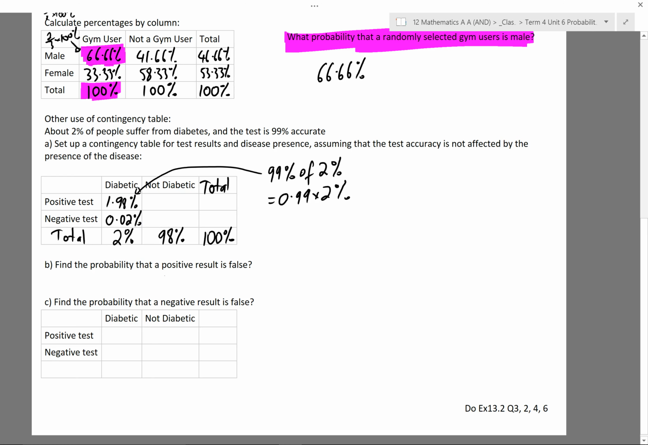In a similar way with the ones that aren't diabetic, there's 98% of those. Okay, in here, 99% of these, 98% of the population will be correctly told that they're not diabetic. So 97.02% of the population. Again, can do some calculations to find that one in the middle. Okay, and then I can add horizontally as well.